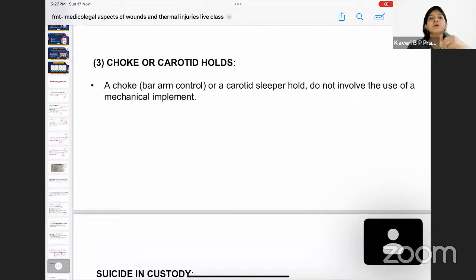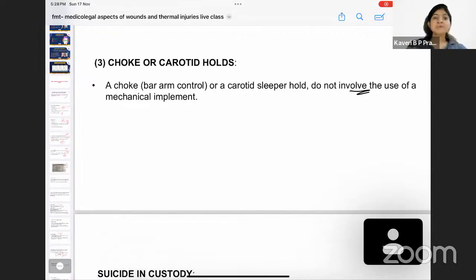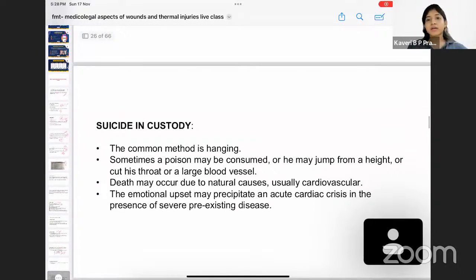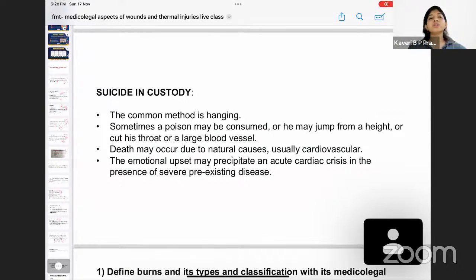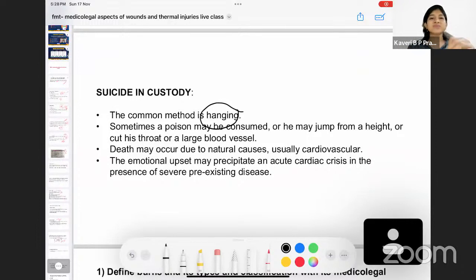In custody, usually the number one method by which suicide occurs is by hanging. Sometimes poison may be consumed here. Usually they will not have easy access to poison. That is why hanging is one of the easiest means used by people in custody in order to commit suicide. They might even jump from a height, or cut their throat or a very large blood vessel, because of which there could be a lot of bleeding, and finally there could be death of the person. Death might also occur by certain natural causes.